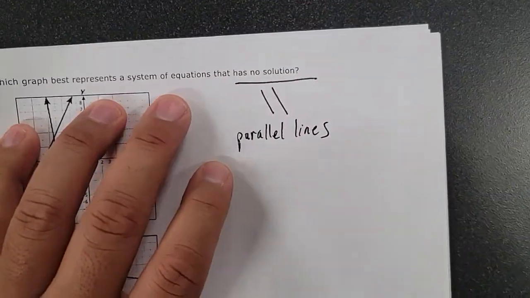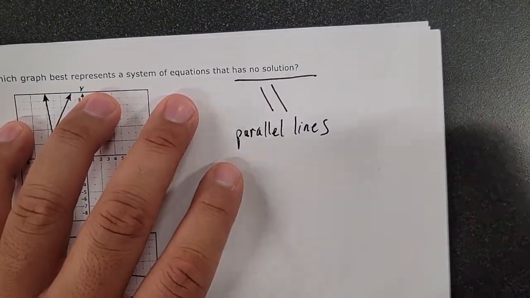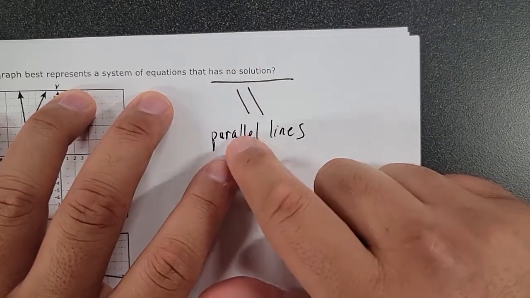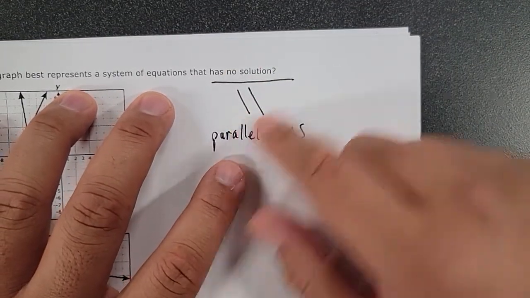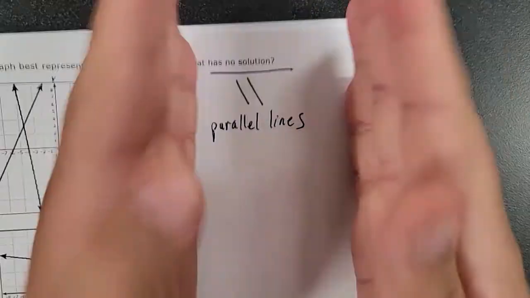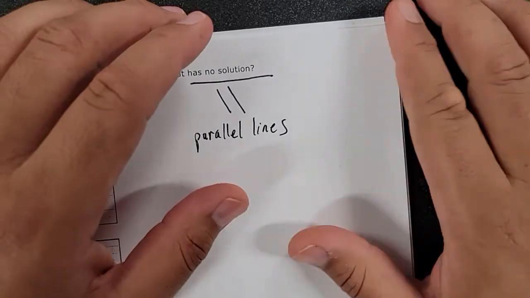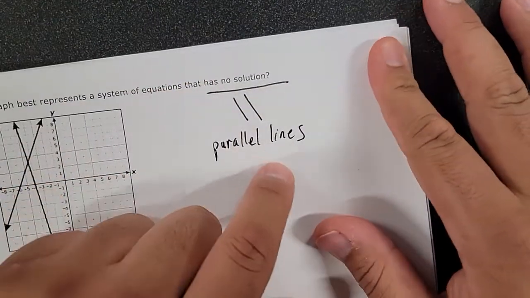Number 5, which graph best represents the system of equations that has no solutions? So remember, no solutions is parallel lines. These are lines that do not touch. They can be going any direction as long as they don't touch. They're going to be going the same direction like that. Boom. That's that question.